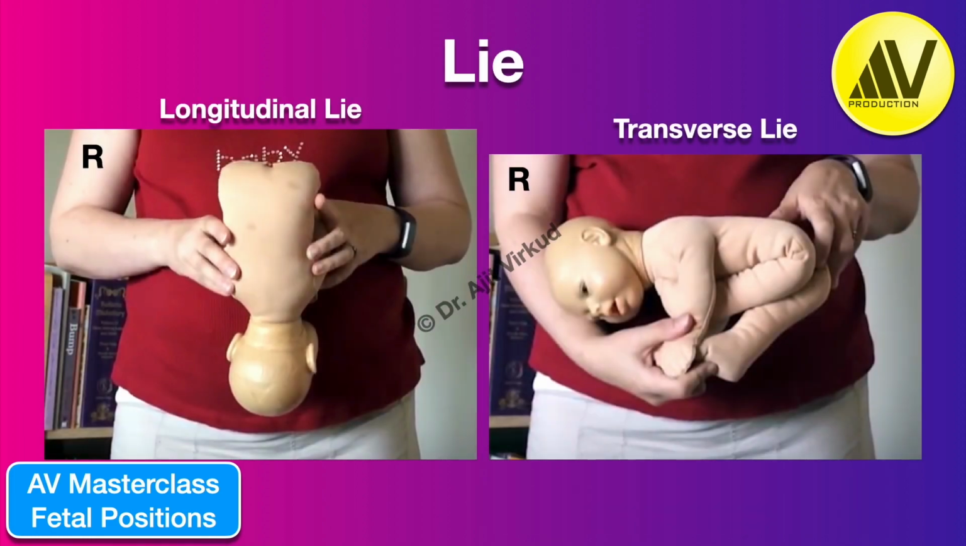Lie is defined as relationship of the long axis of the fetus to that of the mother. The lie of the fetus can be longitudinal, oblique, or transverse. In 99.5% of cases, the lie of the fetus at term is longitudinal.